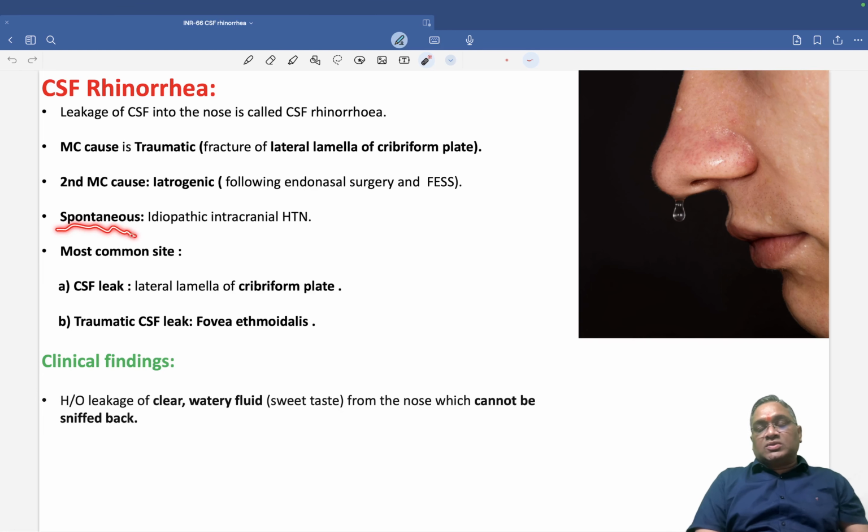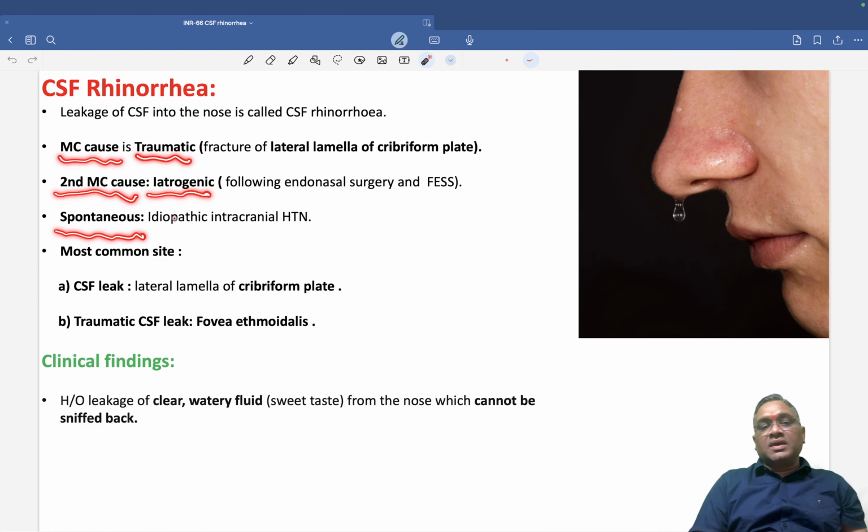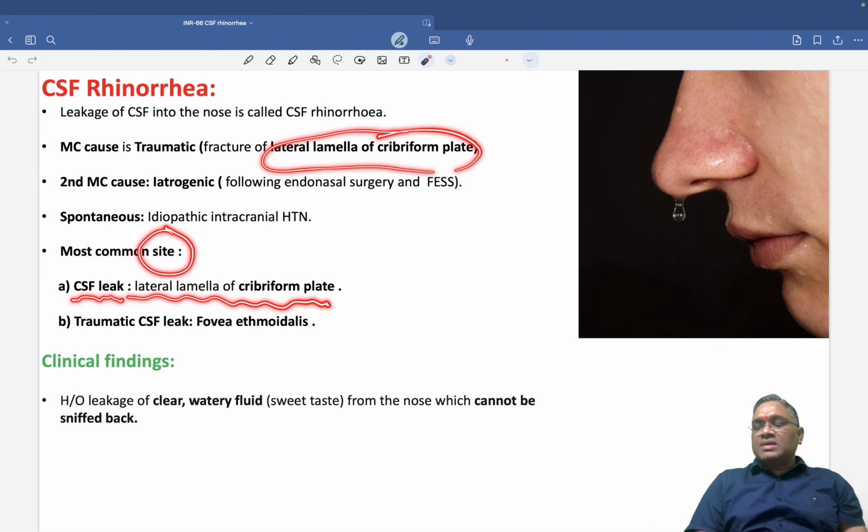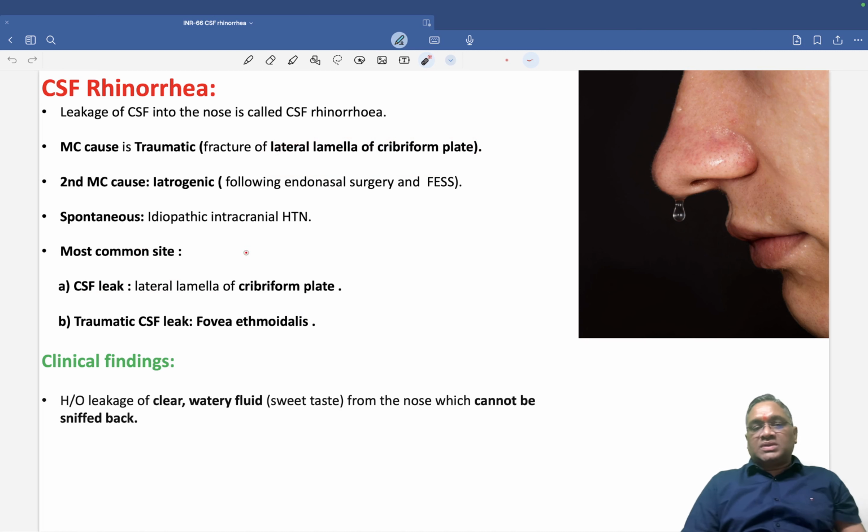And spontaneous, so this is the third type. So there are three things. Most common is the traumatic. Second most common is iatrogenic. And for a spontaneous CSF rhinorrhea, you have to remember idiopathic intracranial hypertension, right? And what will be the most common site? The most common site for CSF leak will be the lateral lamella of the cribriform plate, from where they are getting damaged. But when we are talking about traumatic CSF leak, then the most common site will be the fovea ethmoidalis, right?